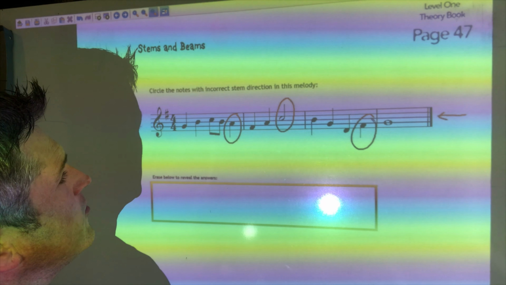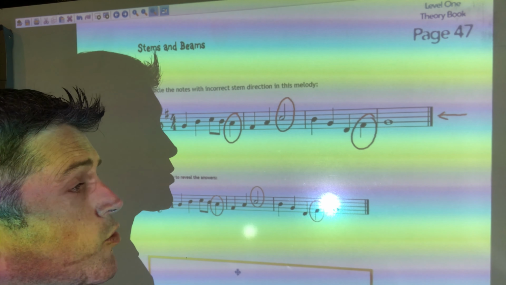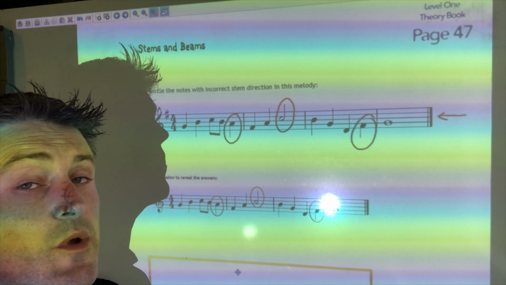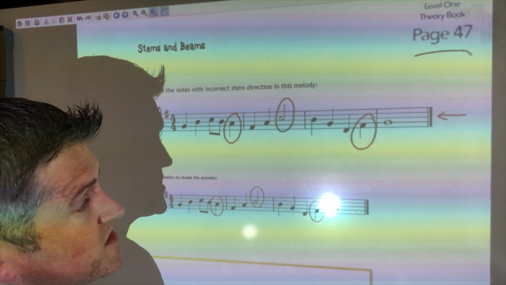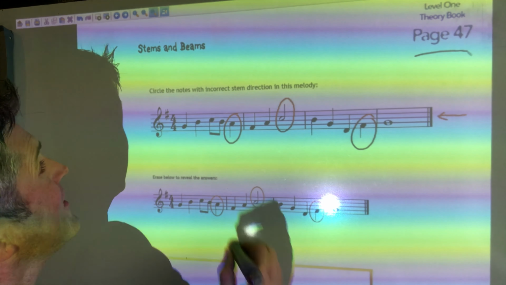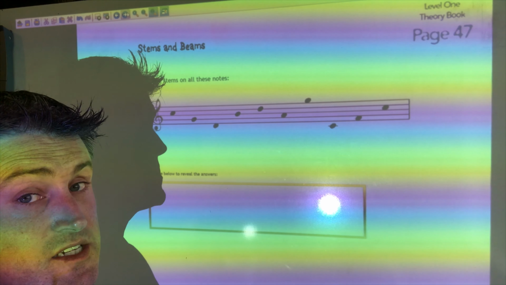And then we've got that one there. How many were we looking for? It didn't say. What I was able to find was those three. Okay, so 1, 2, 3 are incorrectly drawn here on page 47, so hopefully you were able to identify those same ones. Let's move on. So we're going to drop a stem into each of these notes here.